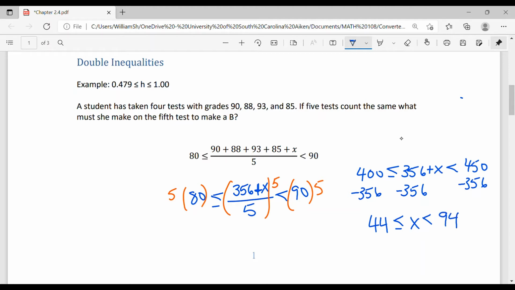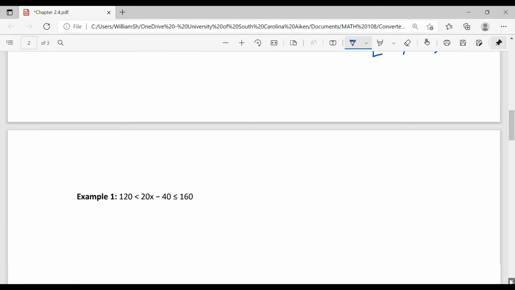So as long as she makes at least a 44 and on up to a 94, she's going to make a B in the course. Now if she makes a 94 or higher, obviously she makes an A. And I'm sure she wouldn't complain about that. If we want to write this in interval notation, we're going to put a bracket on that 44 because it can be equal to 44. And we're going to put a comma. We're going to use 94 here. We're going to put a parentheses on it because if it's equal to 94, she doesn't make a B, she makes an A. Very important to write that interval notation correctly.